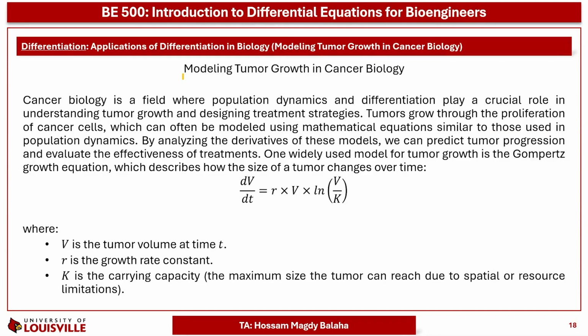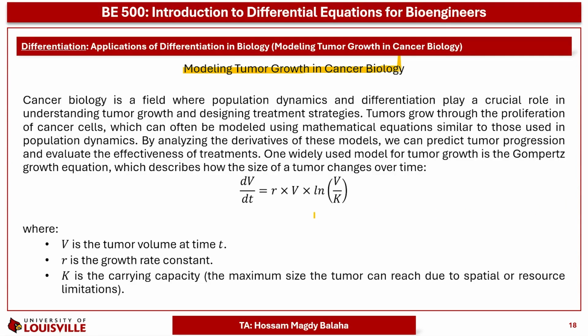The fourth example is modeling tumor growth in cancer biology. Cancer biology here is a field where population dynamics and differentiation play a crucial role in understanding tumor growth and designing different treatment strategies. So if you analyze the derivatives of the different models for tumor growth, we can predict tumor progression and evaluate the effectiveness of different treatments.